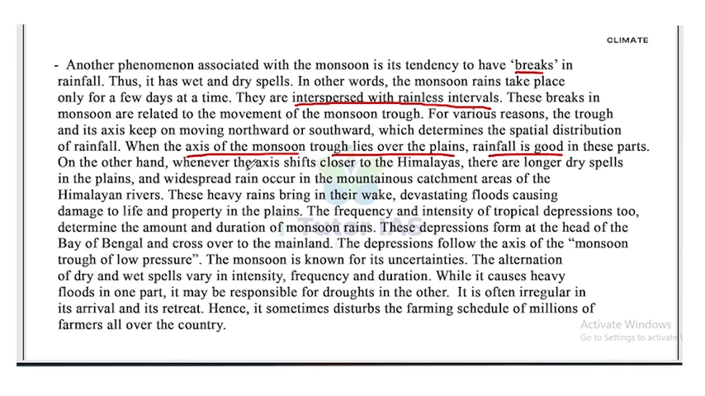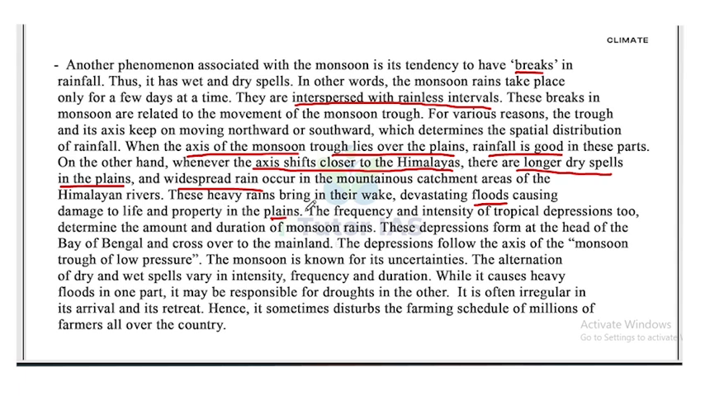On the other hand, when the axis shifts closer to the Himalayas, there are longer dry spells in the plains, and widespread rain occurs in the mountainous catchment areas of the Himalayan rivers. These heavy rains bring in their wake devastating floods, causing damage to life and property. So this causes floods in the plain areas.